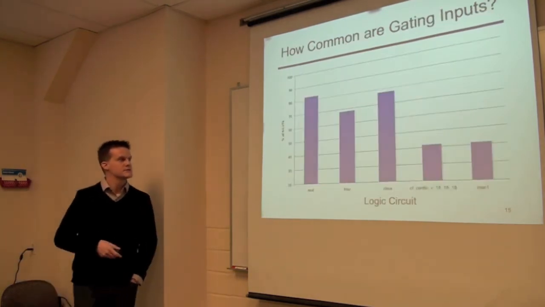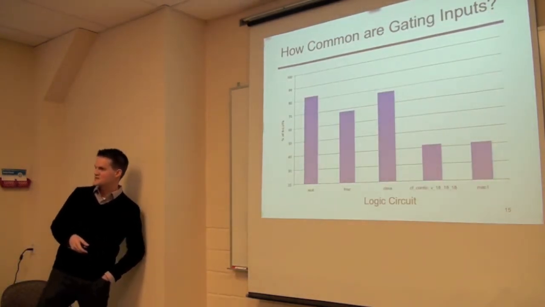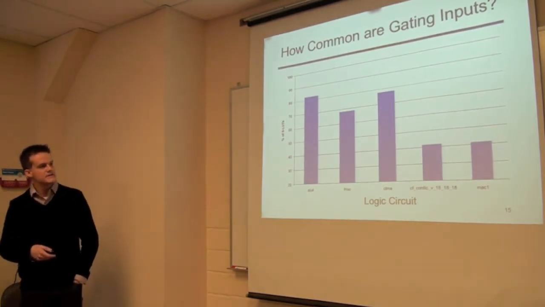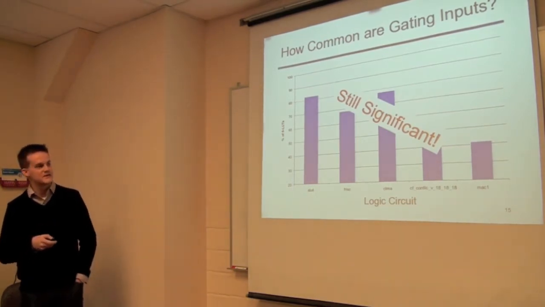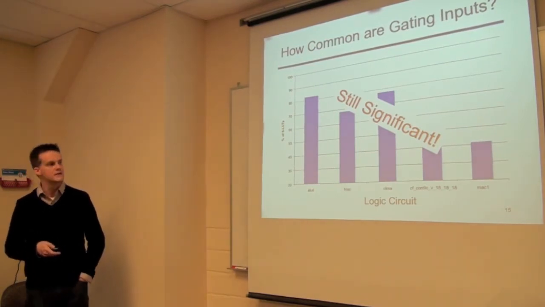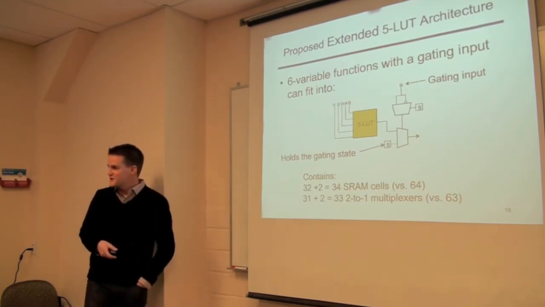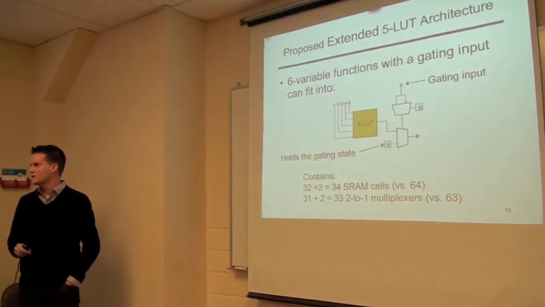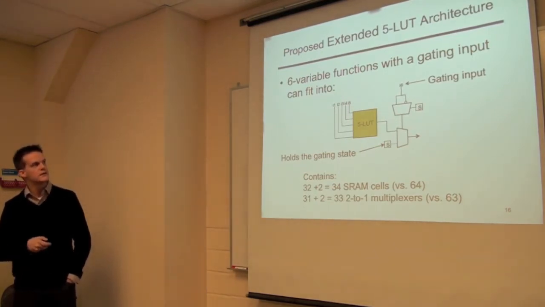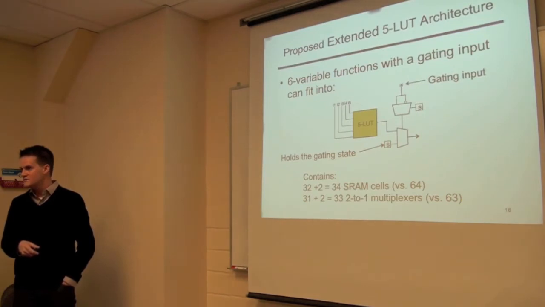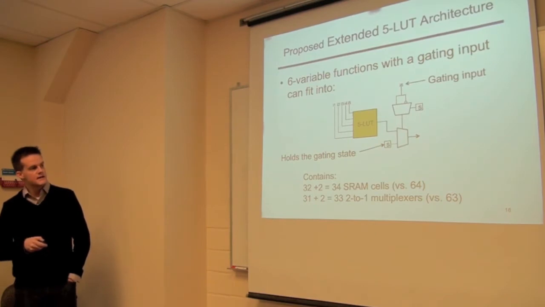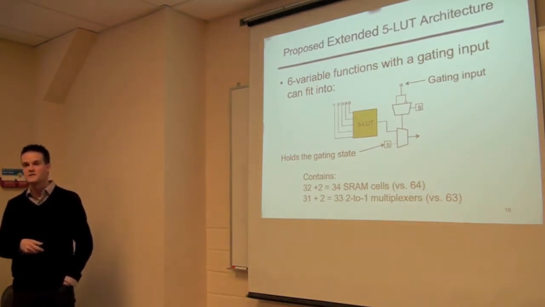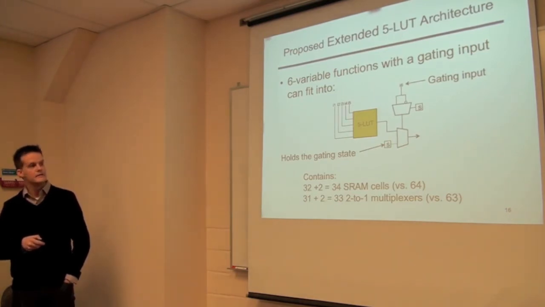How common are gating inputs? Gating inputs are not as common as trimming inputs because they are a special case of trimming inputs. But they are still significant. The MC-NC circuits have more gating inputs, other circuits have fewer, but there still are lots of gating inputs. If my 6-input logic function has a gating input, it can fit into something even smaller, this structure right here, which we call the extended 5 LUT. This is a generalization of something we did in FPL 2009. Any 5-input function can fit in here, as well as any 6-input function if I attach the gating input to I6. And if the gating state pulls the function to logic 0 or logic 1, I can put that in that SRAM cell right there.